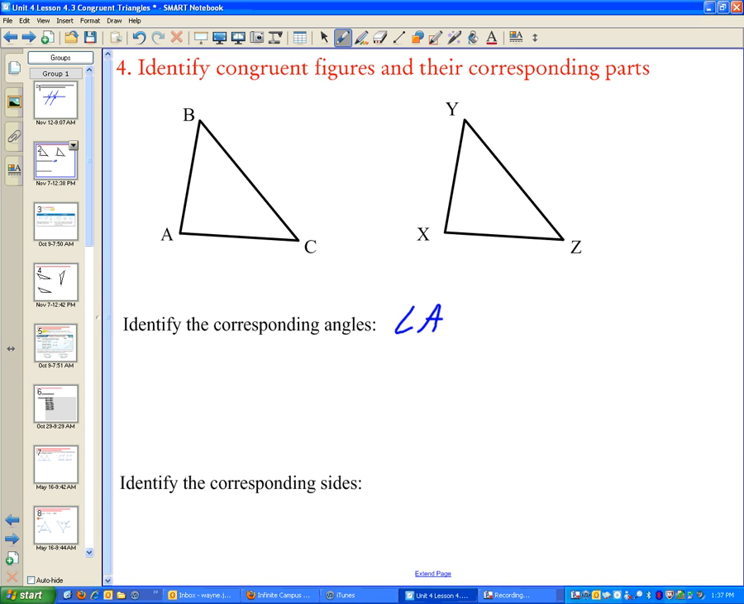So let's deal with the corresponding angles first. Angle A, right here, bottom left of that triangle. What does it appear to correspond to in the other triangle? Angle X. They're in the same position, aren't they? So angle A and angle X are one pair of corresponding angles. Well, what does angle B appear to correspond to? So angle B and angle Y are another pair of corresponding angles. What's the last pair of corresponding angles? Angle C and angle Z. So we've got our three pairs of corresponding angles.